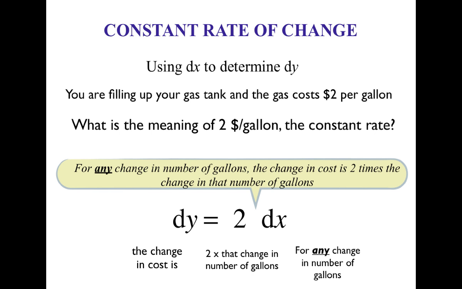Okay, so this is this expression, dy equals, in general, m dx, where m is the constant rate of change. So dy equals m dx is kind of the broadest meaning of m. So in this case, the meaning of that $2 per gallon is that for any number of gallons that you buy, the increase in your cost is going to be 2 times that number of gallons.